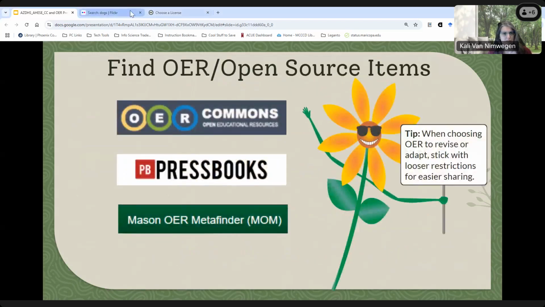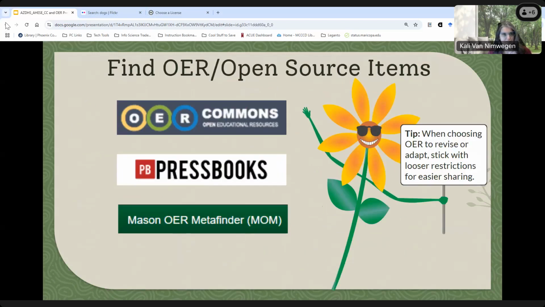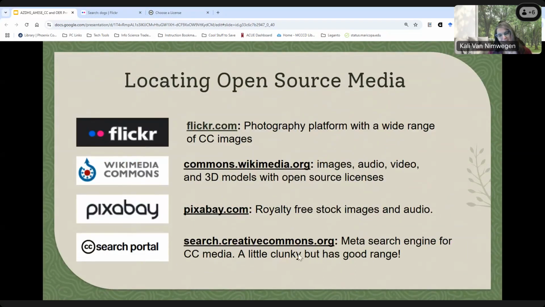This one, oh, I didn't link it apparently. Go back. This one is, all right, I can't click on it apparently. This one is something that Creative Commons created so that you could search different forms of Creative Commons media. I find it a little bit clunky to use, but it has a lot of good options for looking up images, text, and audio and video as well.